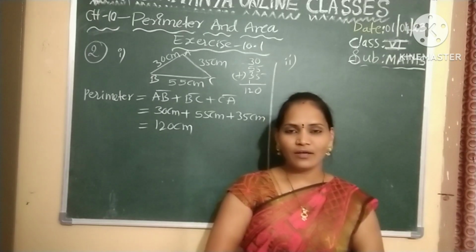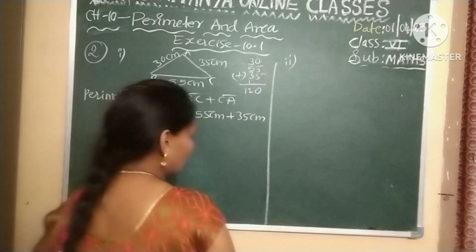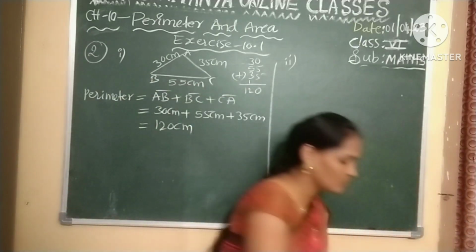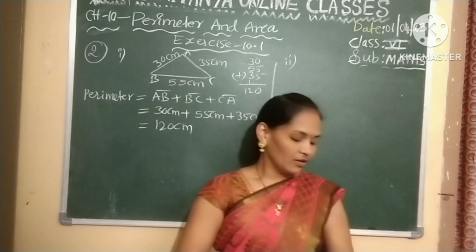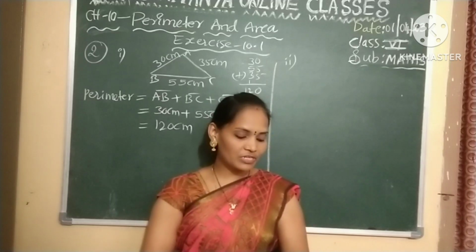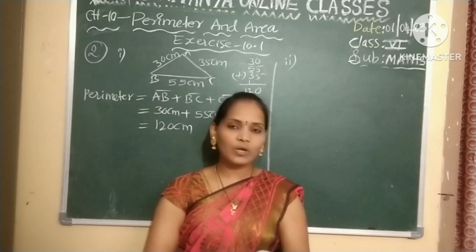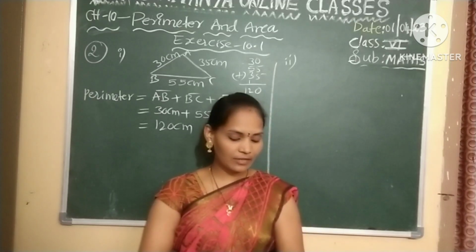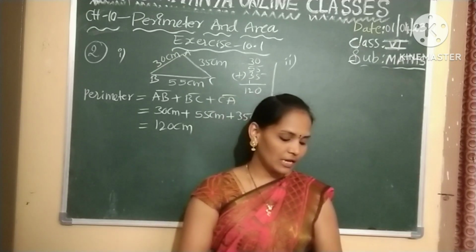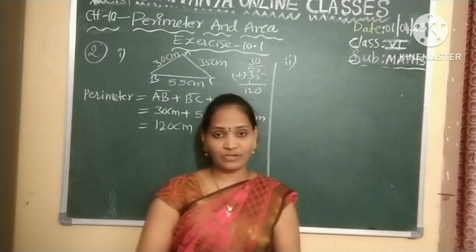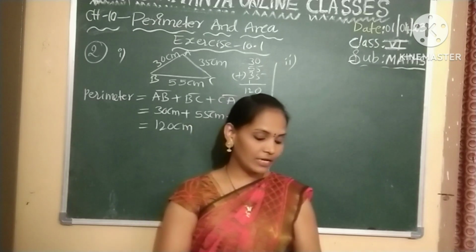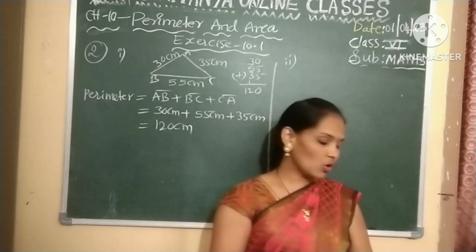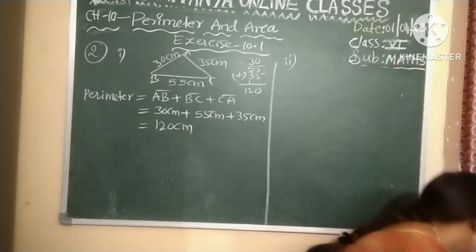Now let us see the question. See here, the second question is given. Find the perimeter of each of the following figures. A few figures are given, whose perimeter we need to find out, and we should find out the cost of fencing also, putting a wire around that figure. So how to find it, let us see.